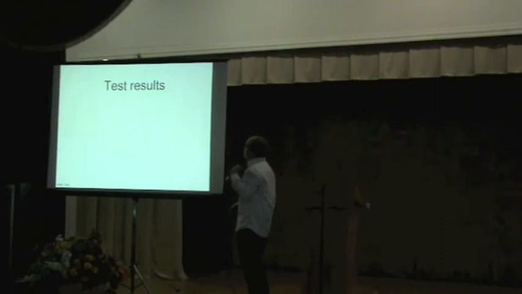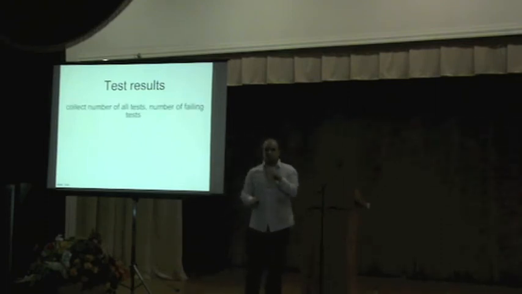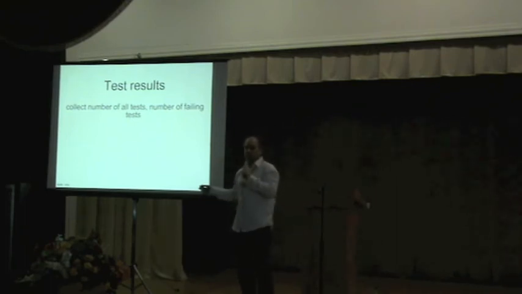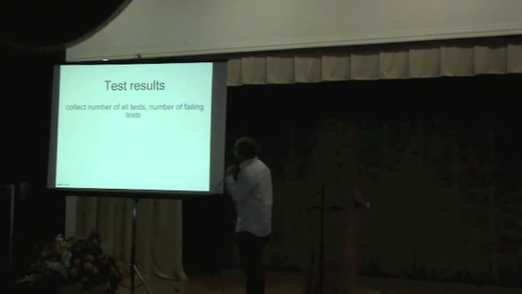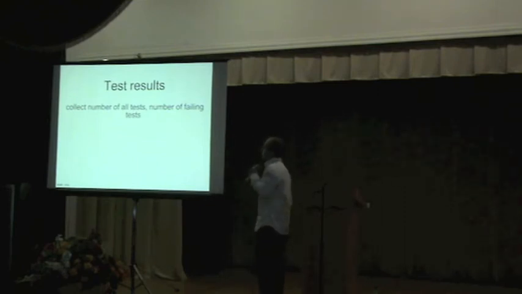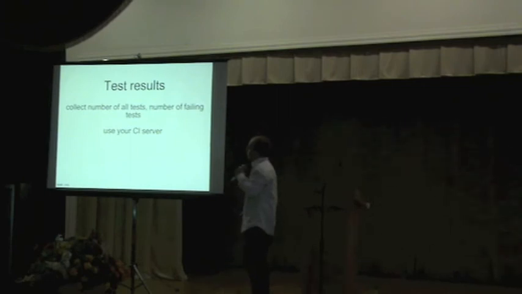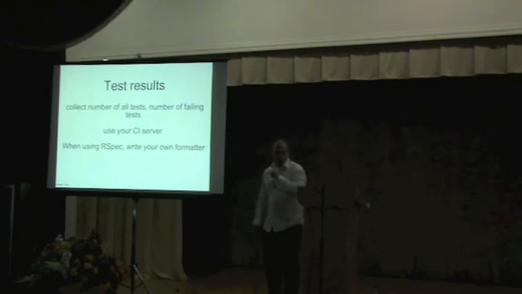Test results. In an ideal world, test results should be all green. Everything should be green all the time, especially when you push something to continuous integration at the end of the sprint. But you can collect these numbers, and if things are not going well, just use your continuous integration server. Okay.